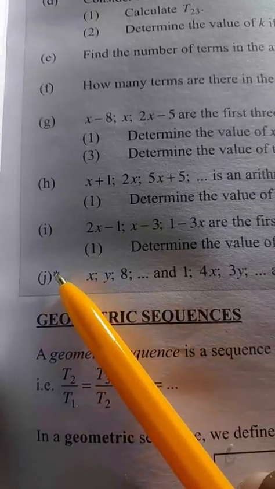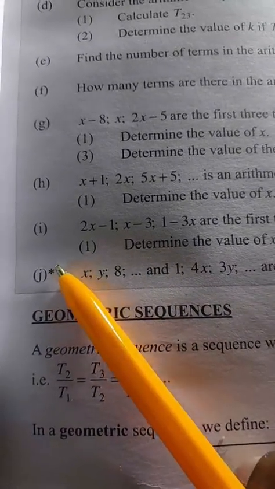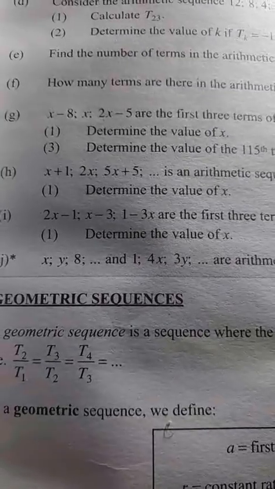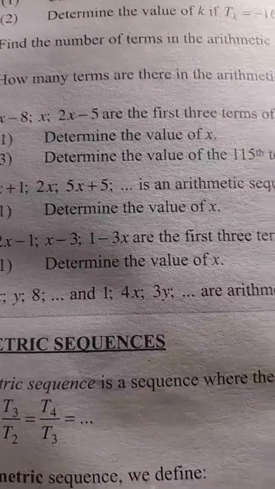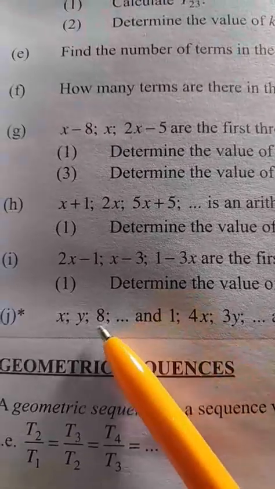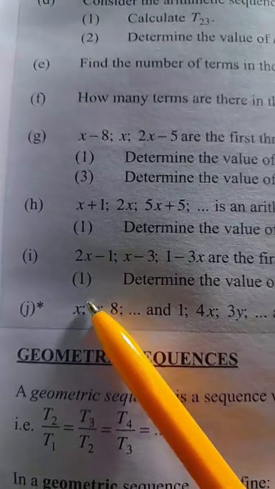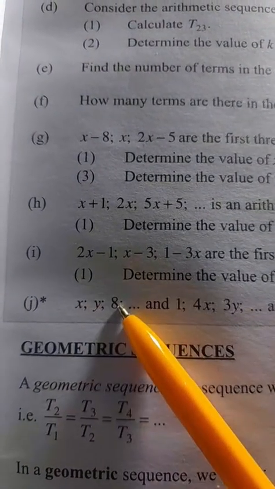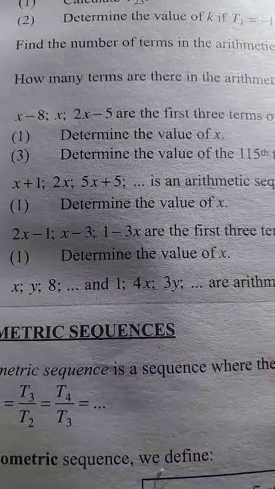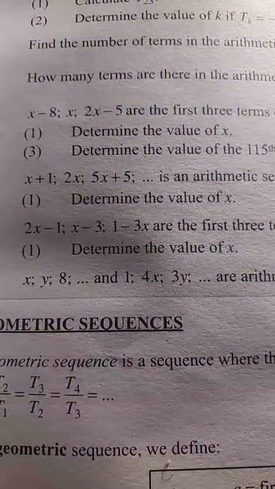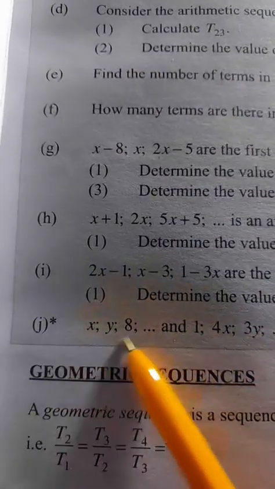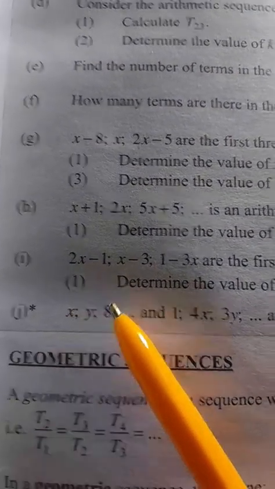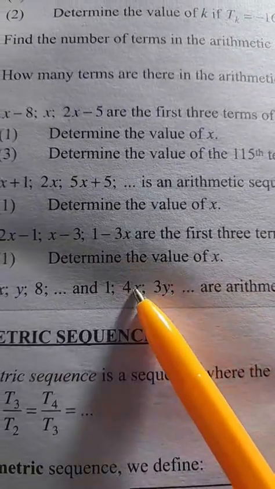J says, okay, now the J question has an asterisk, which means there is a level of certain difficulty, but honestly speaking, people, that level of difficulty can easily be removed when we understand the concept that we are applying in this question. So we have two represented terms. We have x, y, and 8. And now, guys, please, the minute they say and to you, you have 1, 4x, and 3y. And you can clearly see that in this sequence, we have an x and a y. And in this sequence, you also have an x and a y.